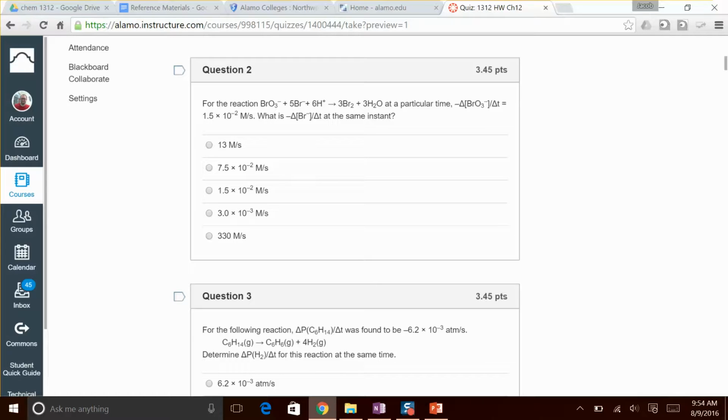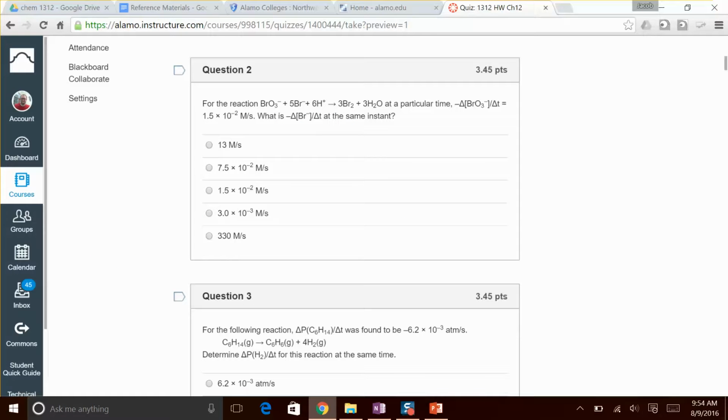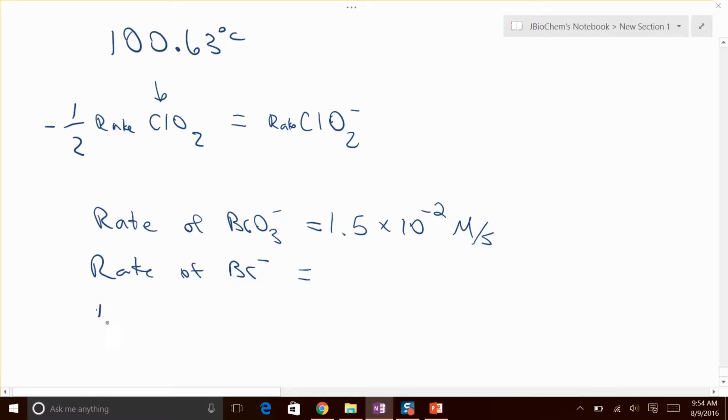So what is the rate of Br minus? Okay. So now I have to look at their relationship. What is their relationship? So BrO3 minus and 5 Br minus. Okay, so 1/5 the rate of Br minus is equal to the rate of BrO3 minus. Okay, and we can even say the minus is there because they're both reactants.